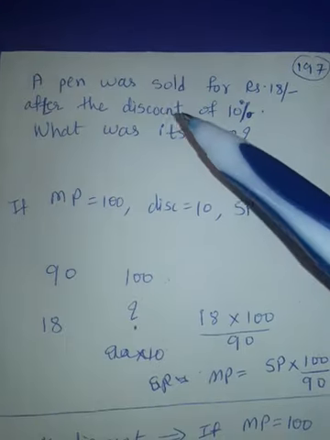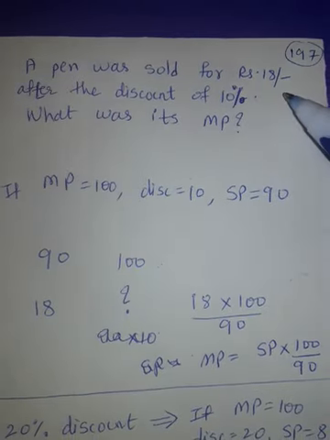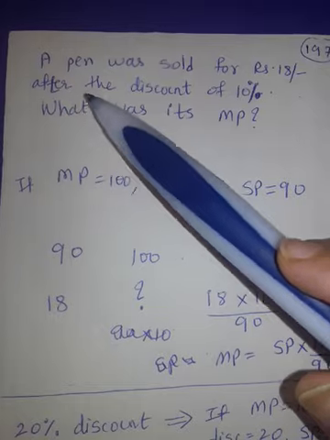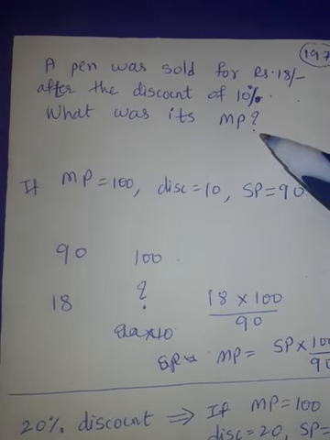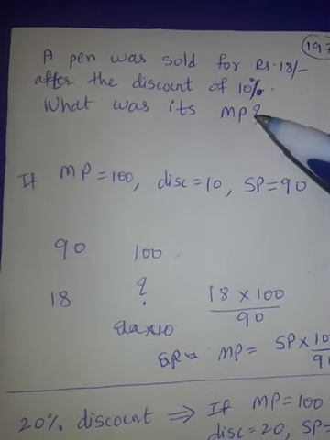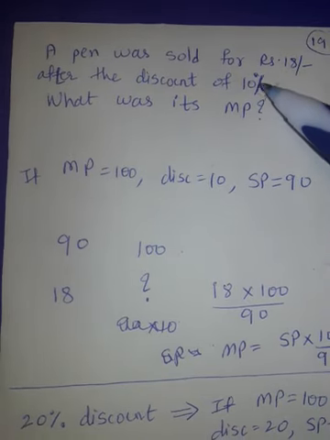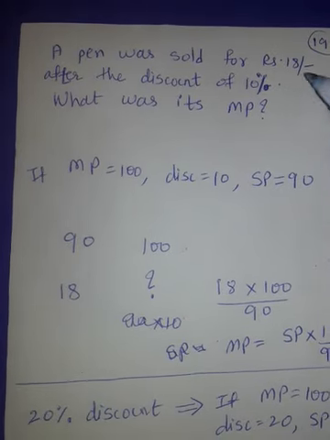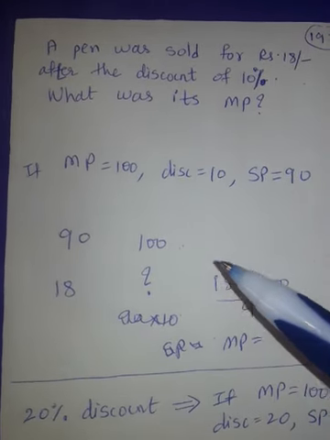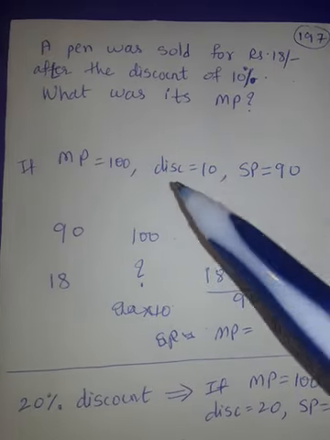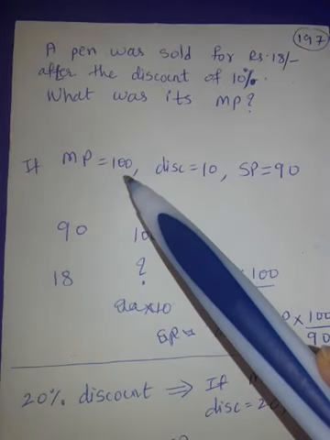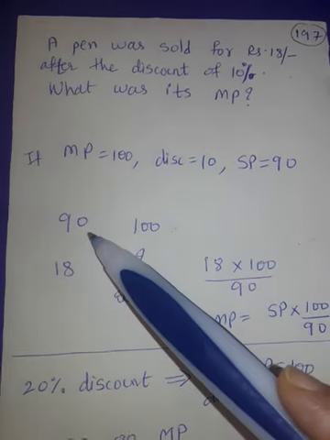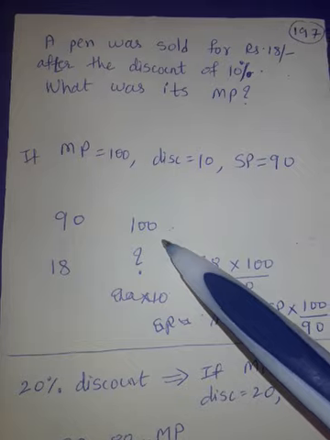Let's solve one more basic sum. A pen was sold for rupees 18 after a discount of 10%. What was its MP? In the earlier example, we were given MP and the discount percent and we found SP. Here SP and discount percent are given and we need to find MP. So 10% discount is there. If MP is 100, discount is 10, so SP is 90. So when SP is 90, MP is 100.